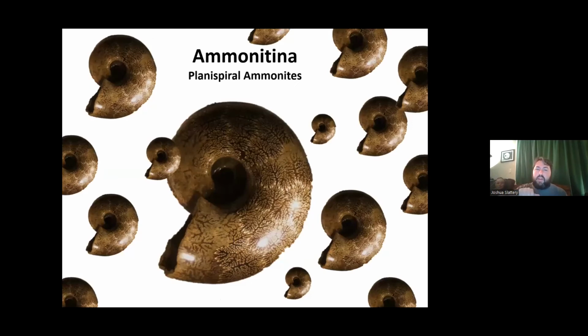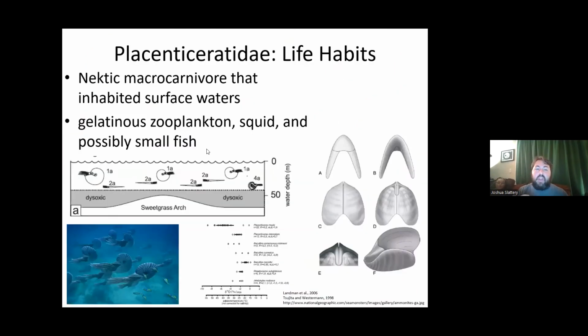So let's go on and talk about Ammonitina, the planospiral ammonoids. The first group I'm going to talk about are the Placenticeratidae. Placenticeratidae are the most abundant planospiral ammonites that we find in the last 20 million years. They went extinct probably around 6-7 million years before the end of the Cretaceous. We have a lot of data on them and a lot of information about their paleoecology. What we know is that they were likely nektonic macrocarnivores that probably inhabited the surface waters. The way we know that is based on their stable isotope geochemistry and their facies distribution.